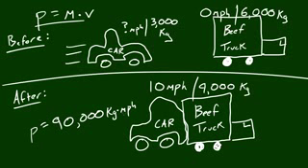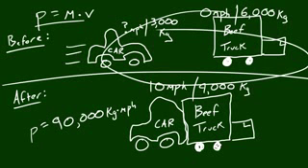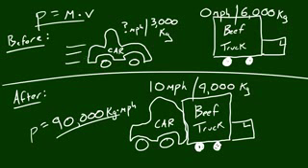Why is that important? Because once we have the total momentum after the collision, we have the total momentum before the collision. So we know that before the collision, this entire system must have had a momentum of 90,000 kilograms times miles per hour. We also know that this beef truck had 0 momentum. Why do we know that? Because it has 0 velocity, and whenever something has 0 velocity, it automatically has 0 momentum.